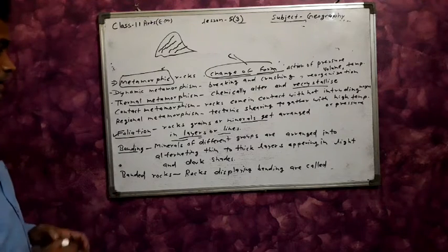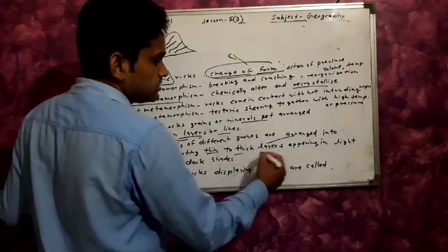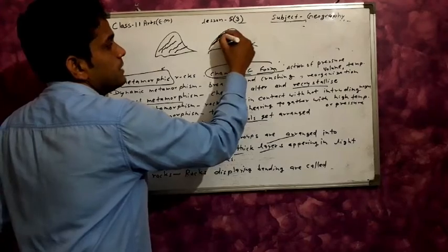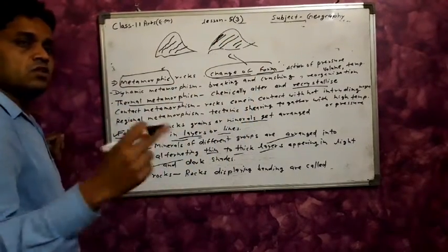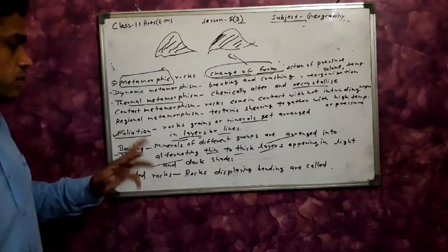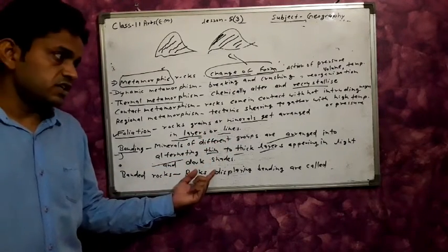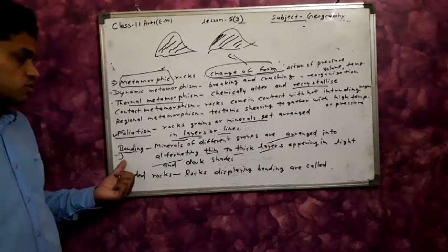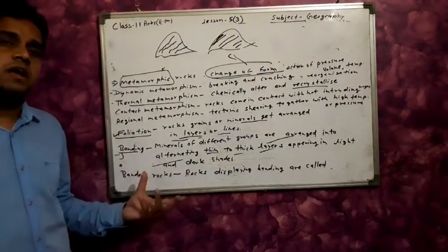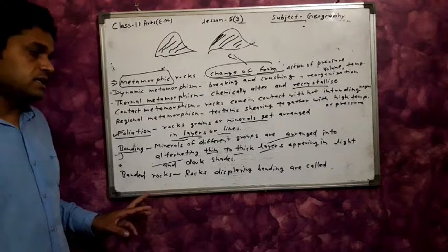Then banding. What is banding? The minerals of different groups are arranged into alternating thin and thick layers. Layers are forming, sometimes thin, sometimes thick. The thin layer has a light color, and the thick layer has a dark shade. This type of metamorphic process is known as banding, and the rocks displaying banding are called banded rocks.